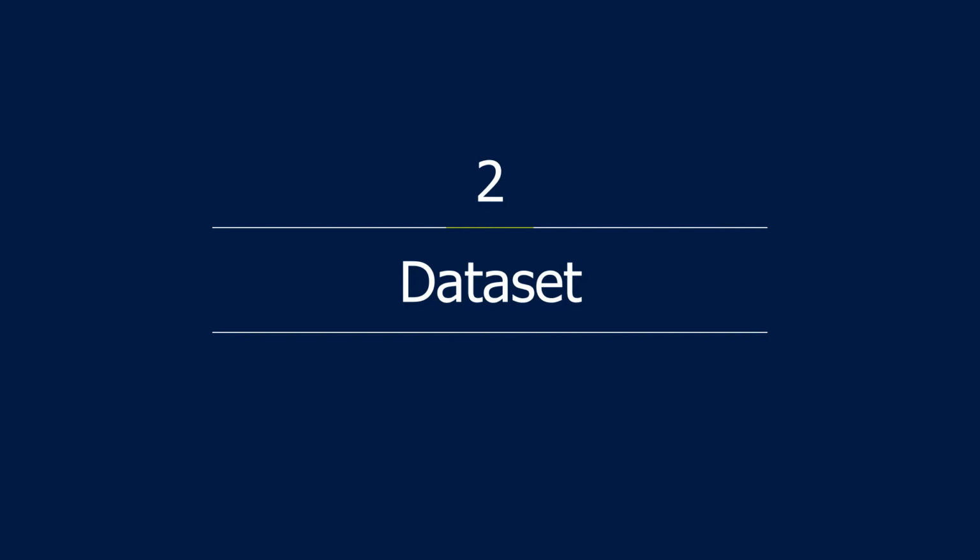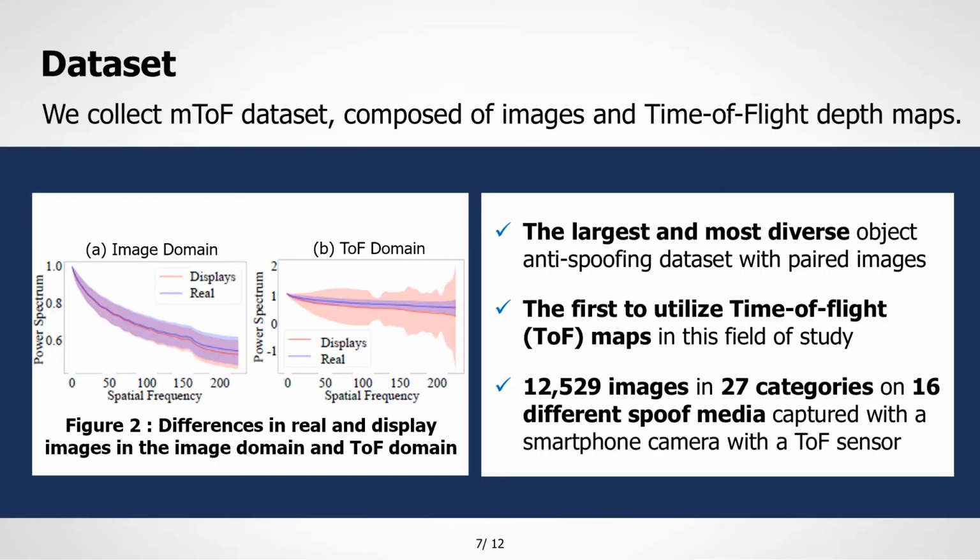Next is the dataset collected and used for our work. For robust generalization, we utilize both the image and the depth map obtained with a mobile time-of-flight sensor. As you can see in Figure 2, the difference between the real and display images becomes much more distinct in the ToF domain on the right compared to the image domain on the left, as indicated in the graphs.